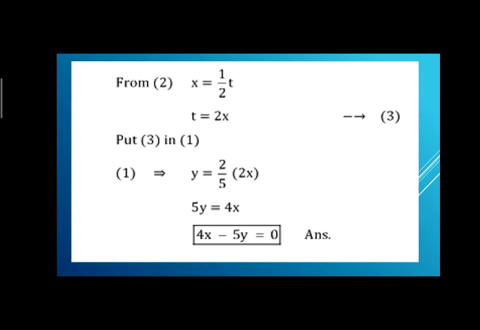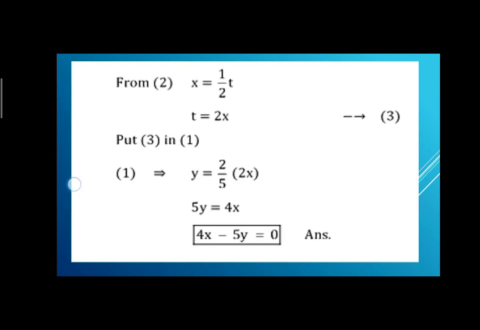So y is equal to 2 by 5t. When you put the value of t, that is 2x, from equation number 3, the equation becomes y is equal to 2 by 5 into 2x. Now simplify by multiplying 2 with 2x, then the answer is y is equal to 4x by 5. Now shift this 5 toward the left hand side to make the equation simpler. So 5y is equal to 4x. For further simplification, we also write it as 4x minus 5y is equal to 0.